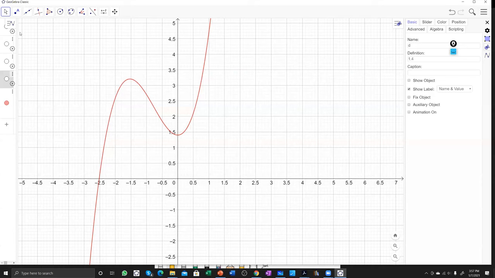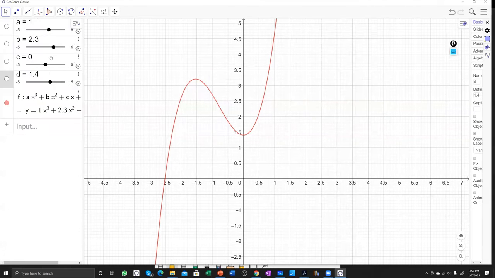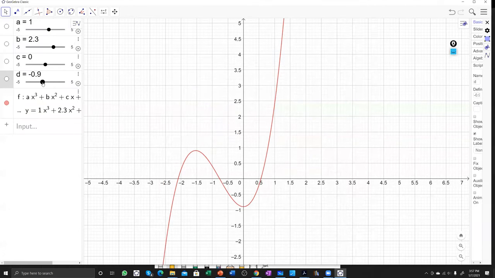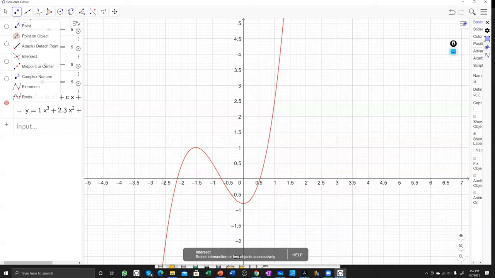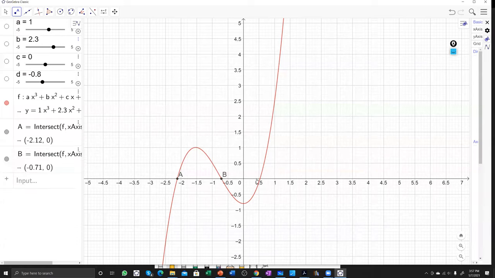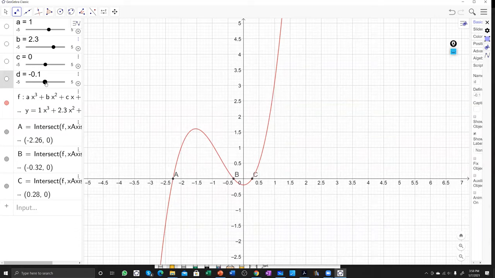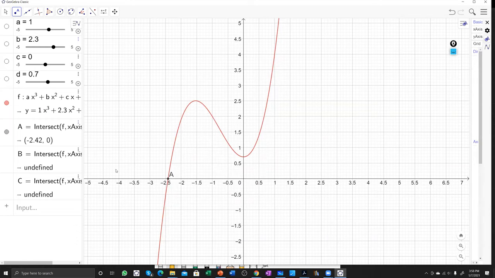Let me show you. In this case, can you see how many times it is cutting the x-axis? Thrice. So this one, this one, and this one, these three are real roots. But if I change the polynomial by increasing the value of d, the constant term, now how many times is it intersecting the x-axis? Just one. Where are b and c? Gone. It has become imaginary.